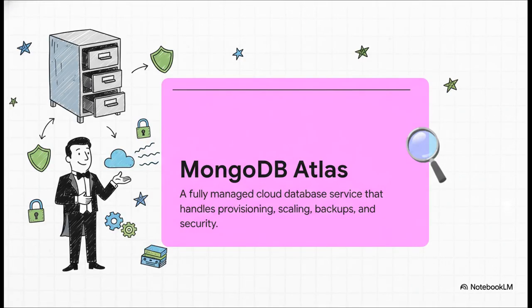Next, we've got MongoDB Atlas. So if MongoDB is the filing cabinet, Atlas is your personal database butler. It's the service that handles all the annoying, complex stuff like scaling, backups, and security, so you can just focus on what you want to do, which is write code. And its free tier is amazing for getting a new project up and running.